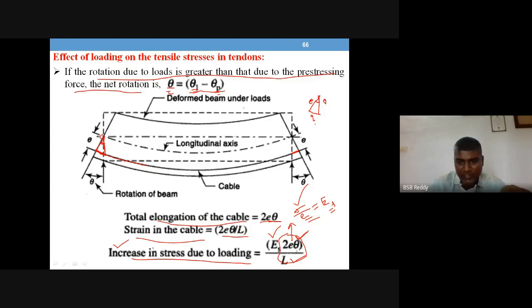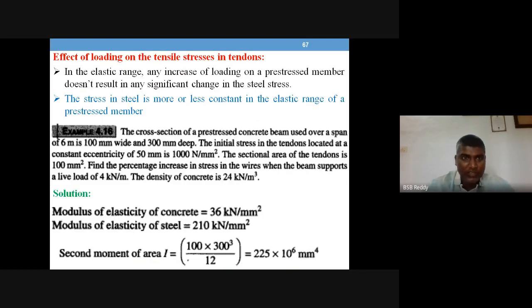If theta is more, the increase in stress is more. Theta depends again on loads and all. So these are the formulas for finding the increase in stress due to loading. Just to put it as an example, one case, if you can see.